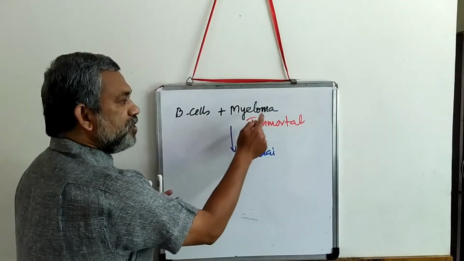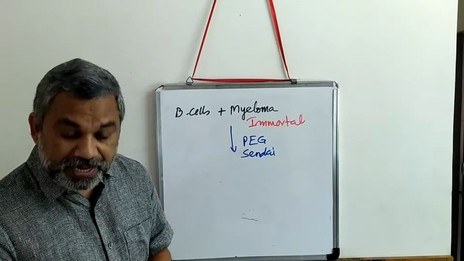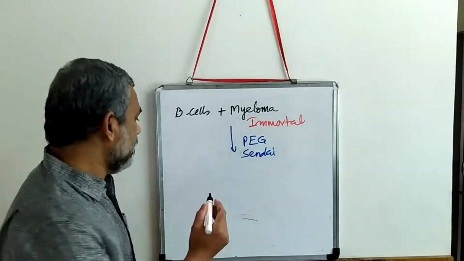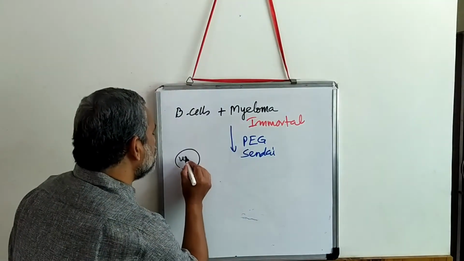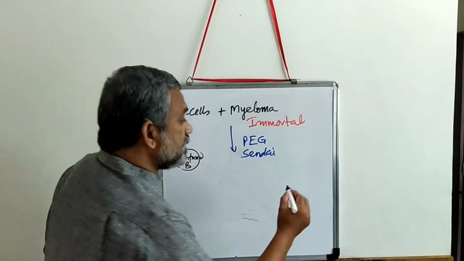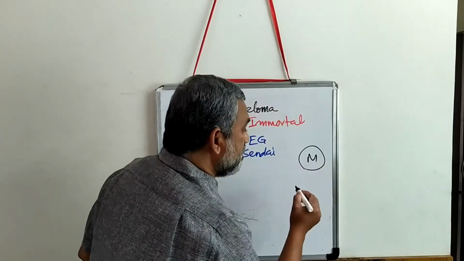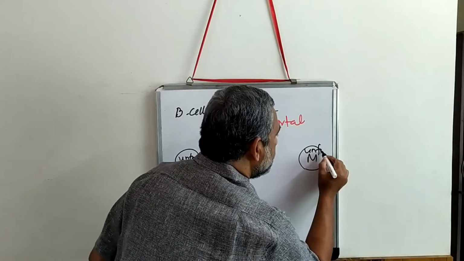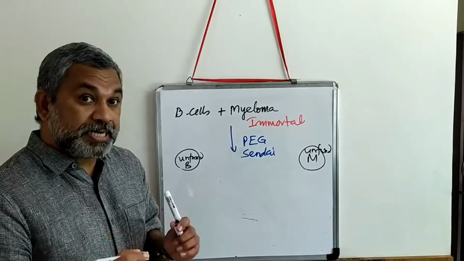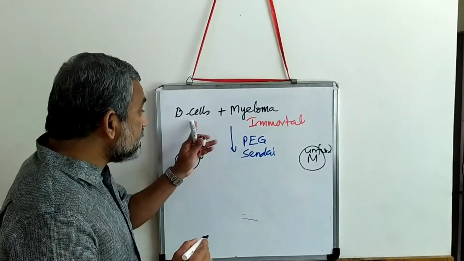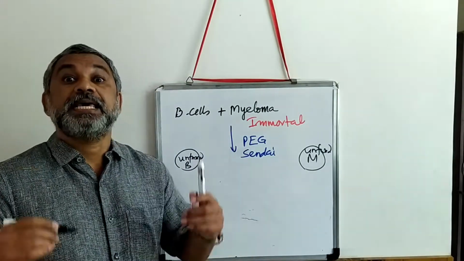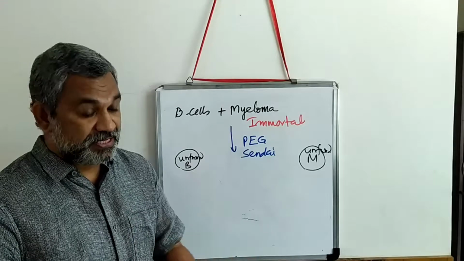You have a B cell, you have the myeloma cell. Possibilities are that some cells will not fuse at all. So this is an unfused B cell. And some myeloma cells also will not fuse. Let us write M for unfused myeloma cells. They will not fuse. But there are possibilities. B cells and the M cells, the myeloma cells, can fuse in three ways.